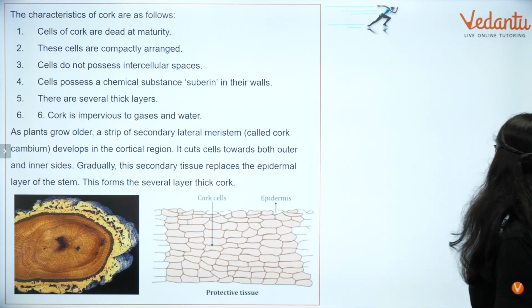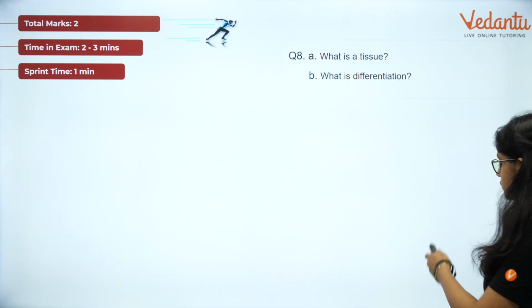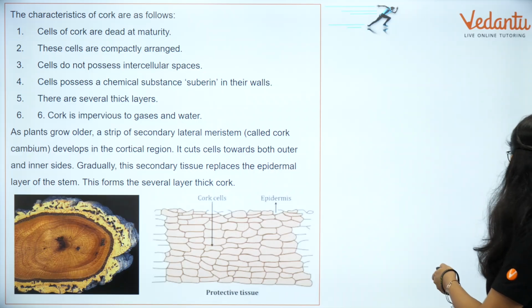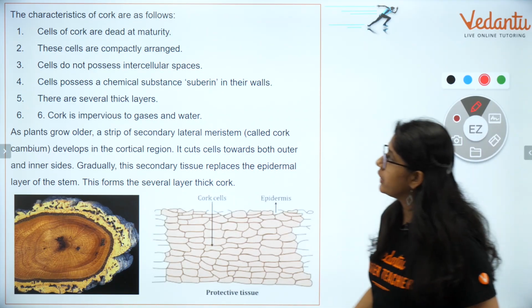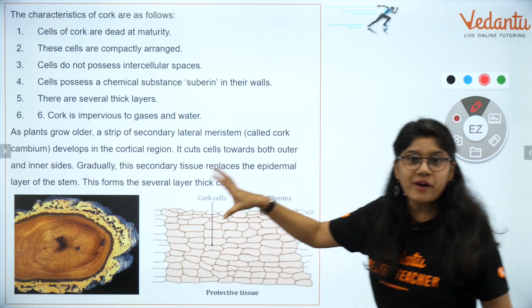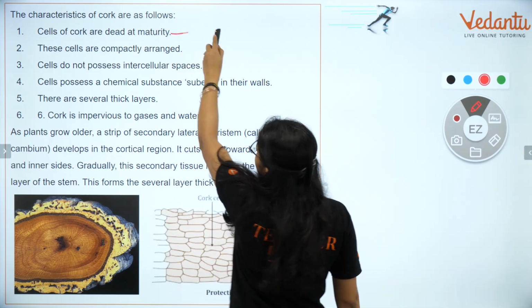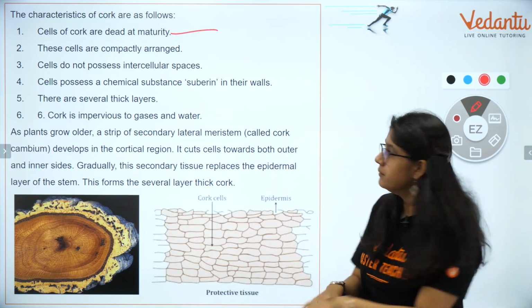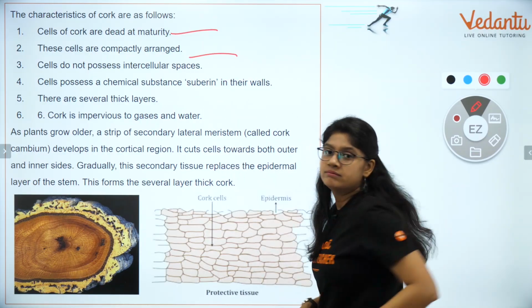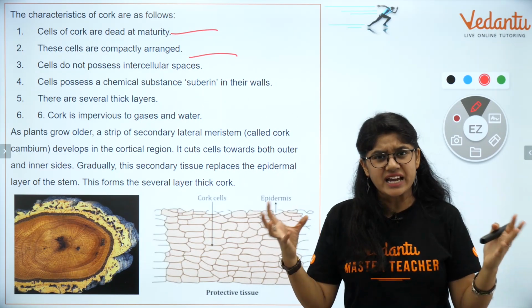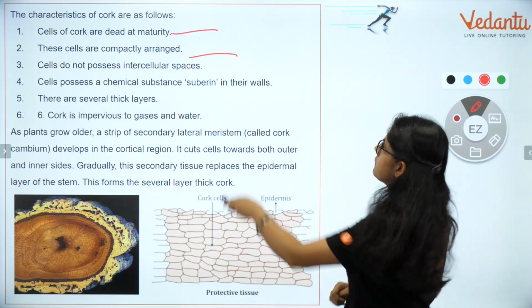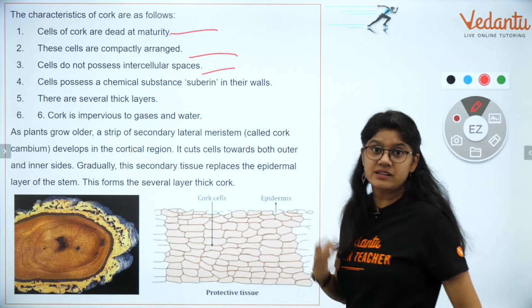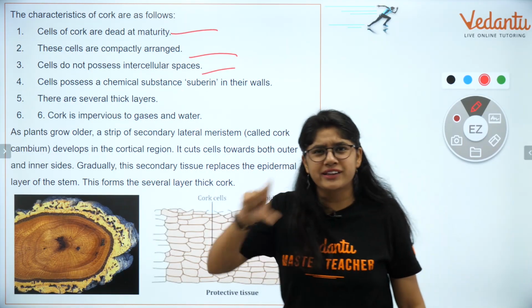So there we have a lot of points. Sorry. Let's see over here. Here we have a lot of points. See over here. Lot of points for this particular cell. They are dead at maturity. Very important. They are dead. Second point, they are arranged very tightly, very compactly. Okay, there are no intercellular spaces, and of course we just saw that they don't have any intercellular spaces.